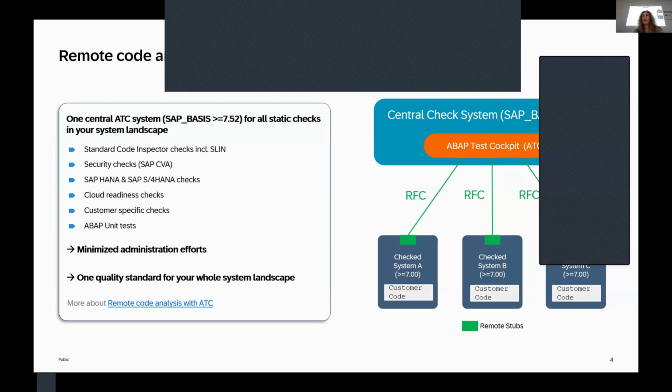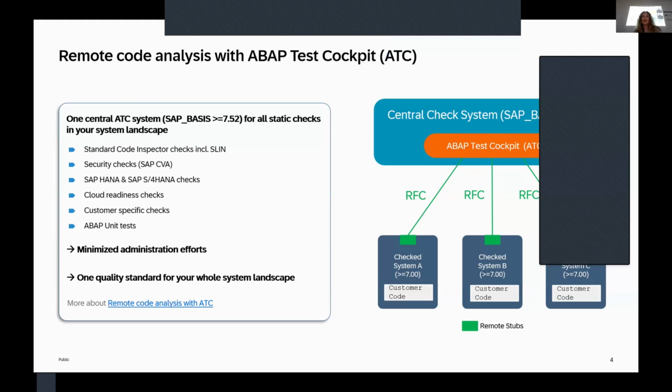So now you see my screen. A central ABAP Test Cockpit system in the landscape can be connected with the on-premise systems via RFC. You have the same quality standard for the whole development landscape. You can execute the same checks over the systems. And you have all kinds of checks available there. You have standard Code Inspector checks, including SLIN checks. You have security checks by CVA. SAP HANA and S/4HANA checks, cloud readiness checks, and you can also write your own checks, and you can also execute ABAP unit tests.